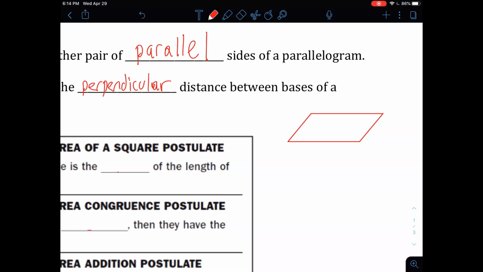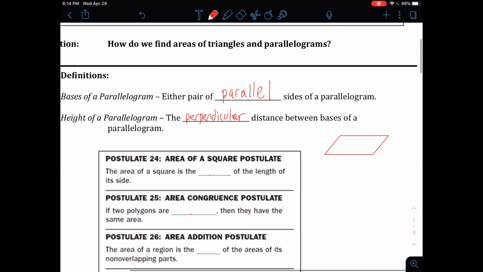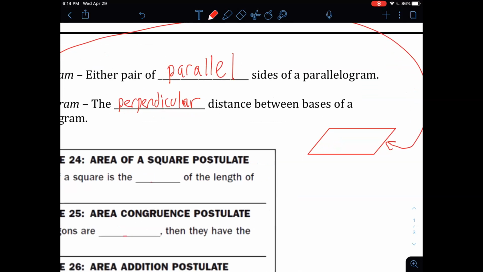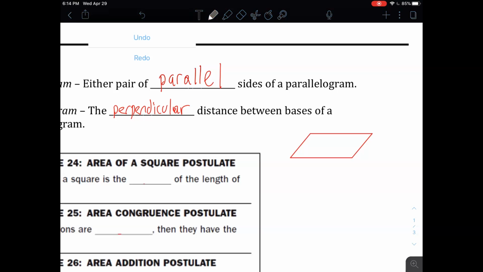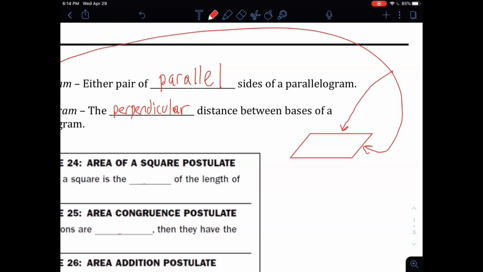So, the bases of a parallelogram are going to be either pair of parallel sides. I'm just going to draw an arrow pointing right here. That's a base, or this is a base. Usually the base is at the bottom of a parallelogram, but any pair of parallel sides of a parallelogram are called the base.